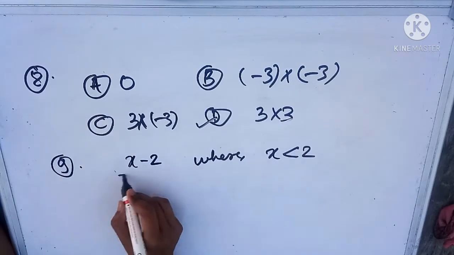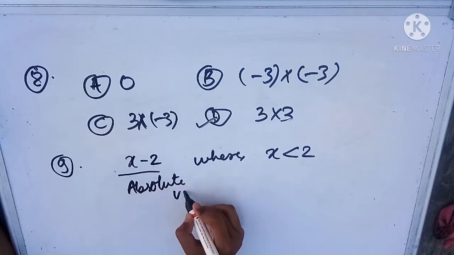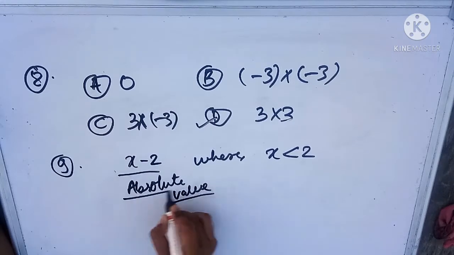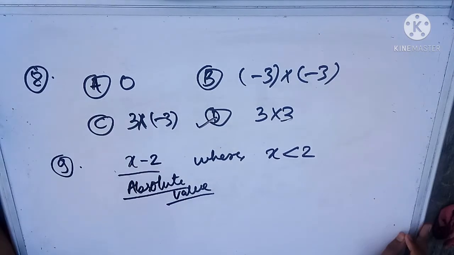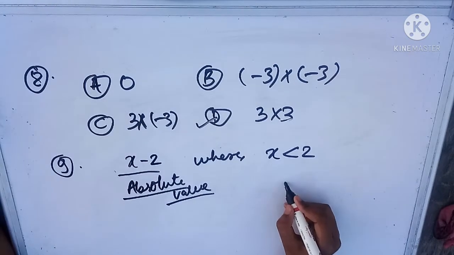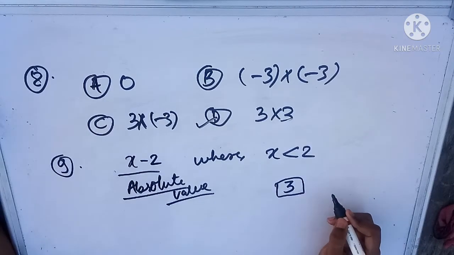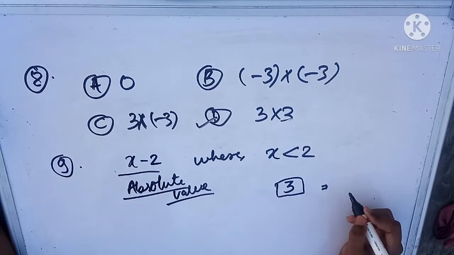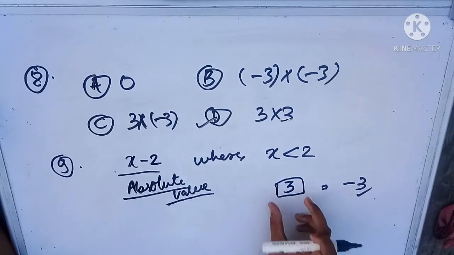than 2. We have to find the absolute value of this number. So before we find this, we must first know what absolute value is. Let us understand the absolute value with an example. Suppose we have to find the absolute value of the number 3. Then what will we do? We will simply change the sign of the number, and minus 3 is the absolute value of 3.